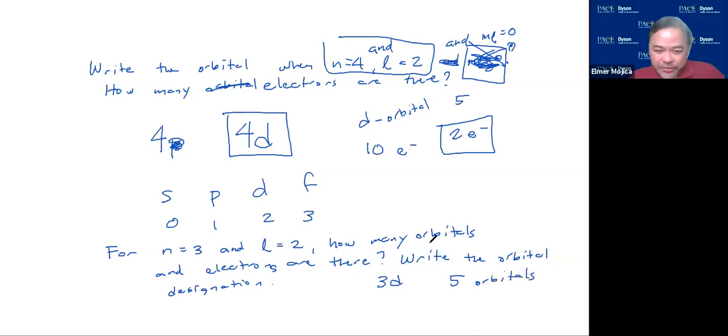Whenever you have orbitals, the first thing you do is look at the L value given. If the L value is given, you base the number of orbitals on that L value. You square n only if n is the only one given. That's why I'm trying to explain it now. When L is given, you use 2L plus 1. But if L is not given and n is the only one given, then you square it. Is that clear?